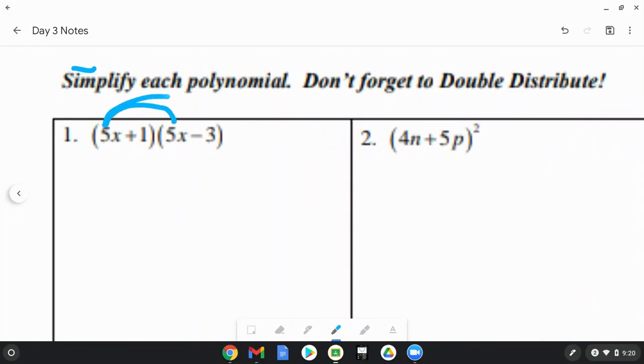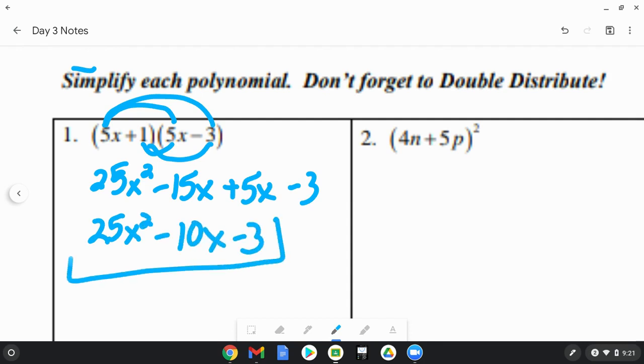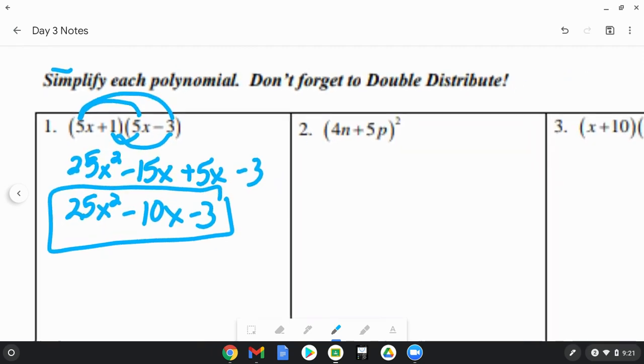So we multiply the first term by the first, the first by the second, the second by the first, and the second by the second. So it gives all 4 multiplications. The first times first is 25x squared. Then the first times the second is negative 15x. Then the innermost ones next to each other, second times first, is 5x. And the second term by second term gives us minus 3. If we combine like terms, we get 25x squared minus 10x minus 3. And that'd be a quadratic trinomial again. So that'd be number 1.